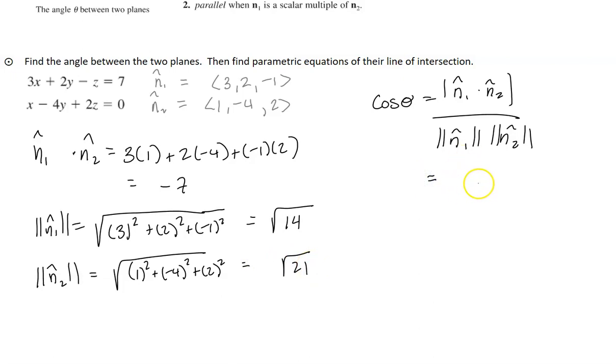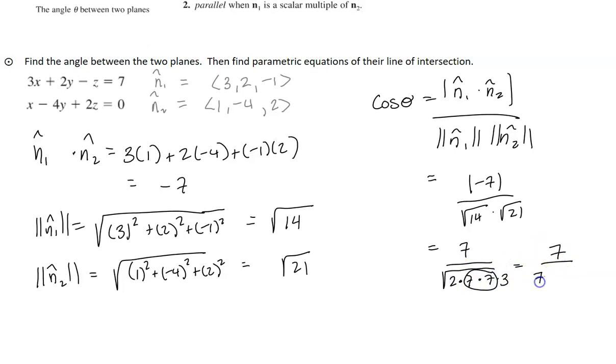So this then becomes the absolute value of negative 7 divided by the square root of 14 times the square root of 21. And we can do some work on this. Absolute value of negative 7 is 7. If I combine this into one radical, we would have 2 times 7 times 7 times 3. And of course, those two 7s come out front to be a single 7, and we're left with the square root of 6. So this cancels, and we get 1 over root 6, and then if we rationalize that, we get root 6 over 6.